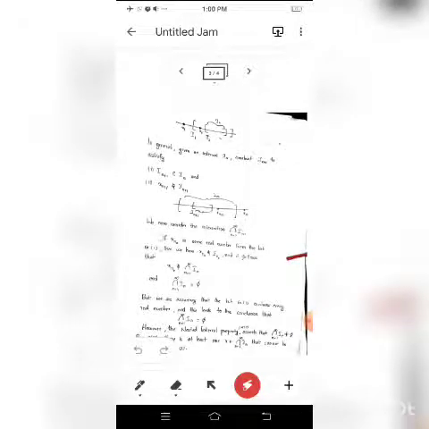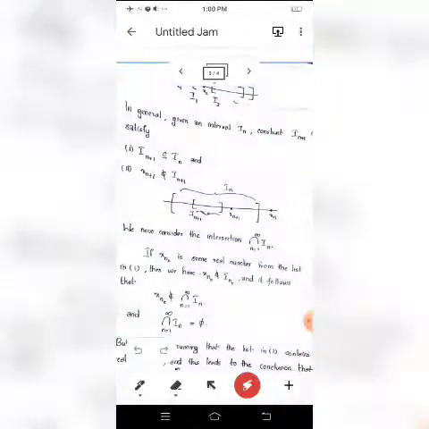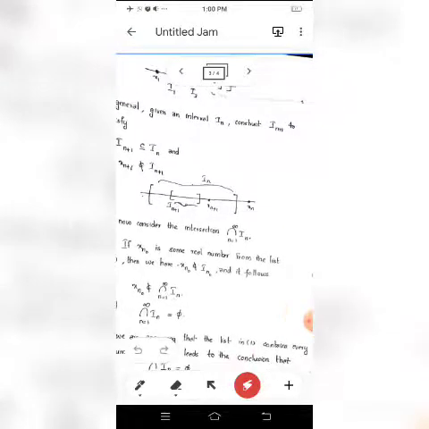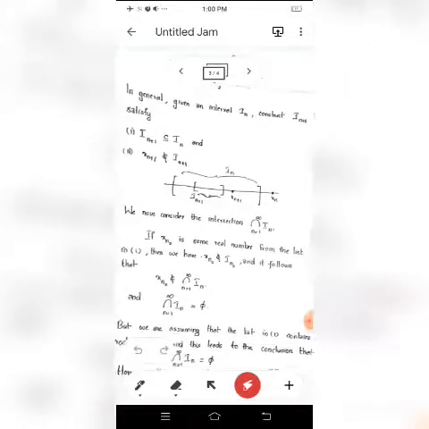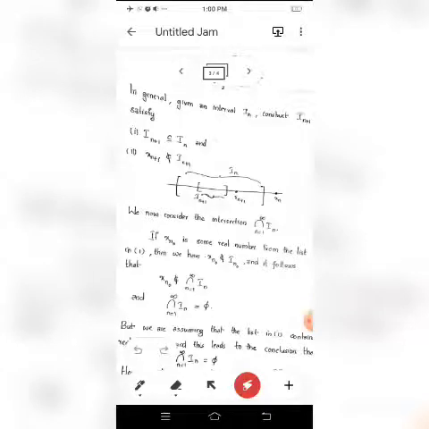In general, given an interval In, construct In plus 1 to satisfy this method. In plus 1 is contained in In and xn plus 1 is not in In plus 1. We now consider the intersection, the intersection of In from n equals 1 to infinity.